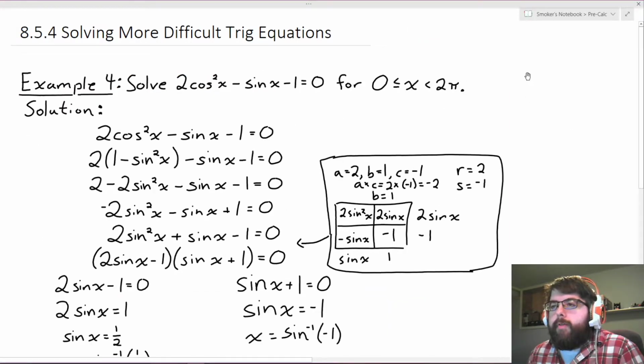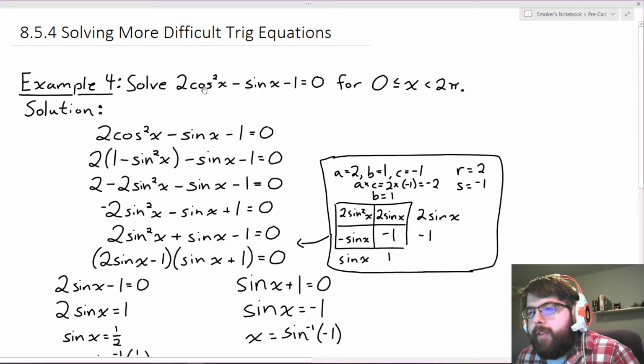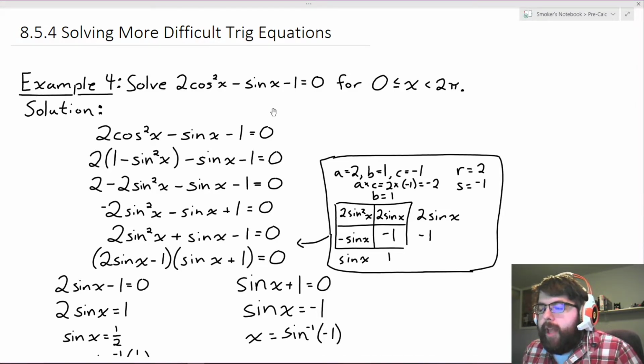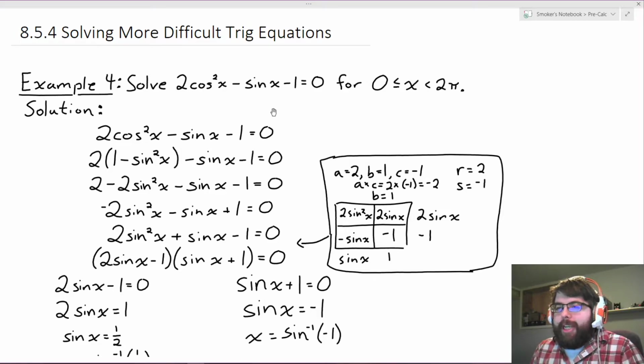Example 4. So what we have here is a similar one to the previous, but there's a big issue with example 4, and that is that we have a cosine squared and a sine. We have 2 different trig functions. Well, we can't do what we just did in the last one if the trig functions are different. That box method that we used has to have all the same trig function in it.